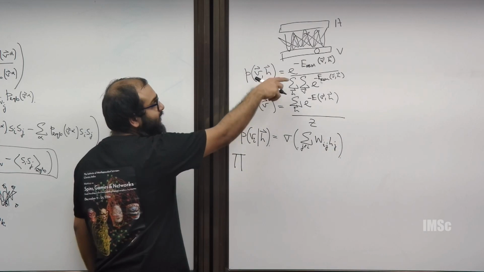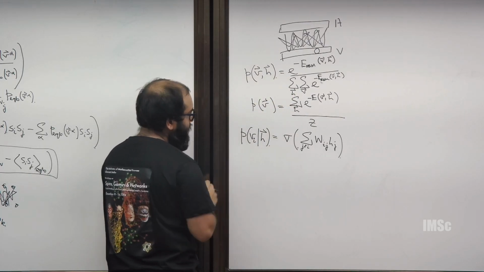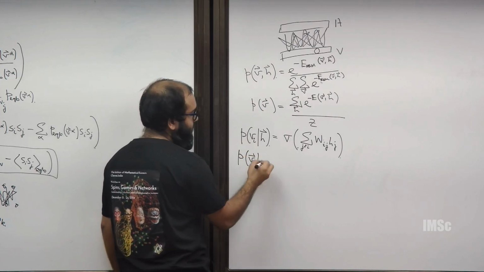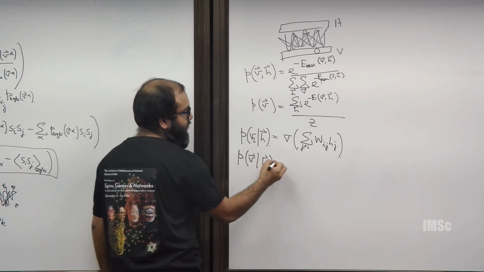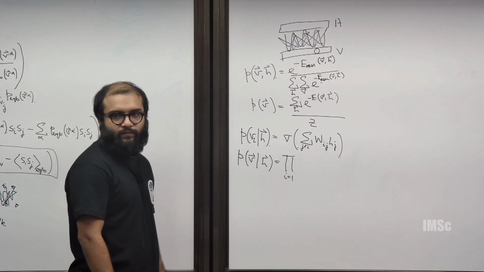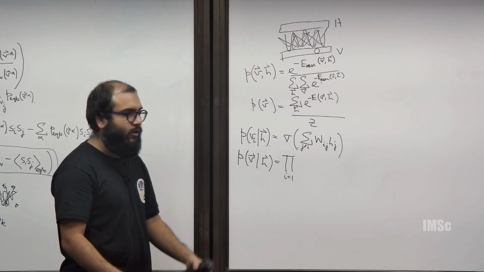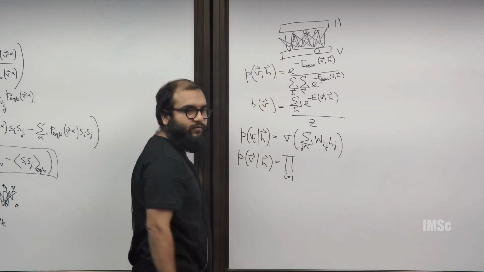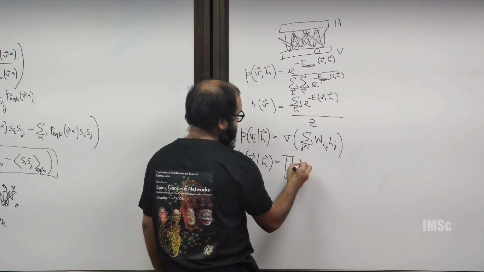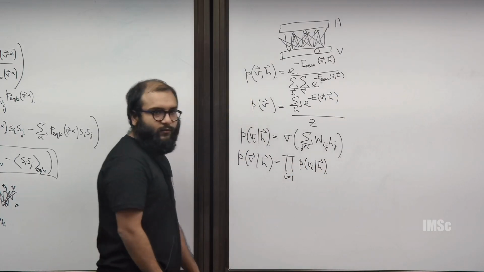And since they are connected only to the cross ones, you can write the total probability of getting an entire visible vector as a product, because they are independent. If the probabilities are independent, you can make them into a product. So I'll write it as P(V_i given H vector).